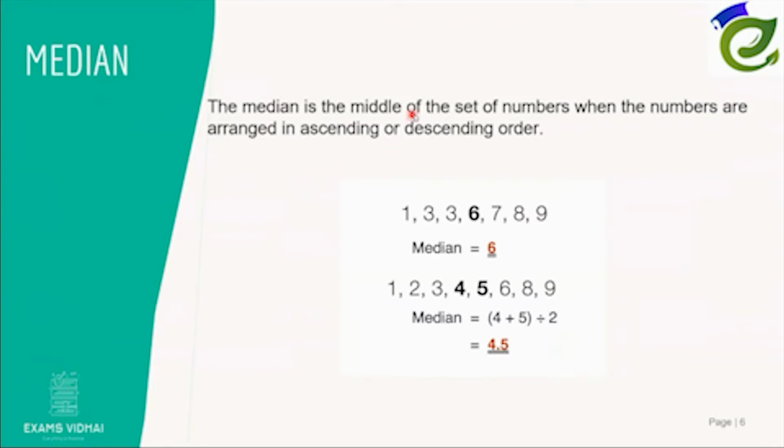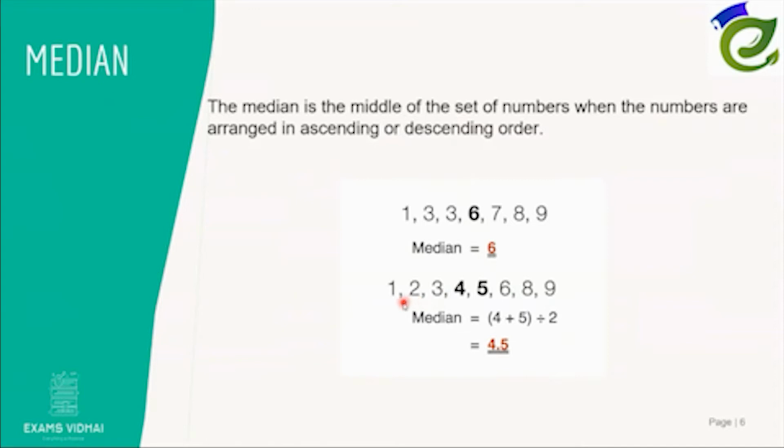Median. The median is the middle of the set of numbers when the numbers are arranged in ascending or descending order. So in the first example, we have 7 terms which are arranged in ascending order. So the middle term comes out as 6. So the median is 6.